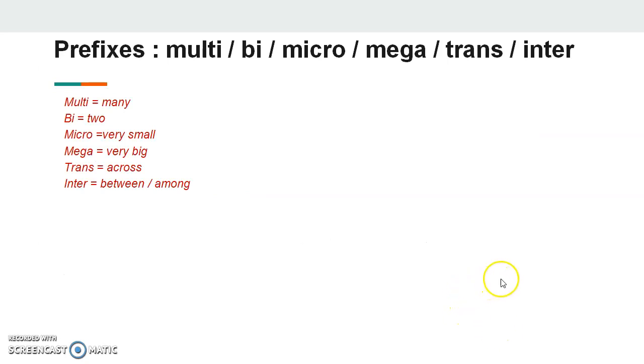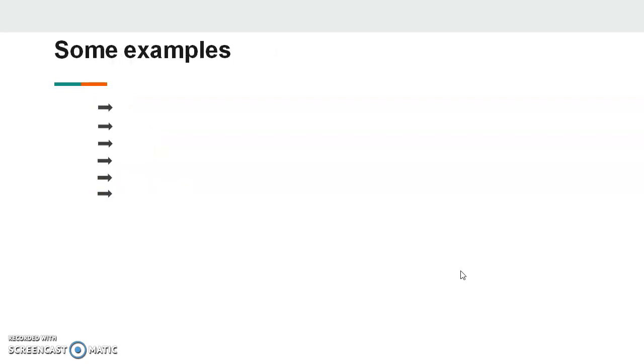In the second part, we will look at some prefixes. And today's prefixes are multi, bi, micro, mega, trans, and inter. And if we look at their meanings, multi means many, bi means two, micro means very small, mega means very big, trans means across, inter means between or among. And I found some examples for you to see here.